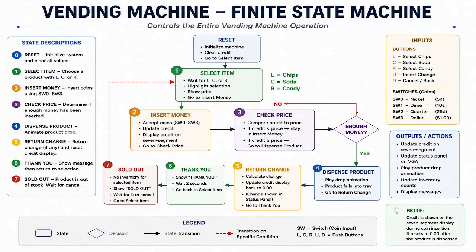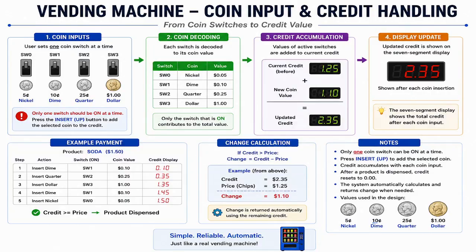The finite state machine coordinates the entire project. The machine begins by waiting for a product selection. After a selection is made, it accepts coins until enough credit has been entered. Once the required amount is reached, the FSM transitions to the dispense state, returns any required change, displays a thank you message, and finally returns to the idle state ready for the next customer.